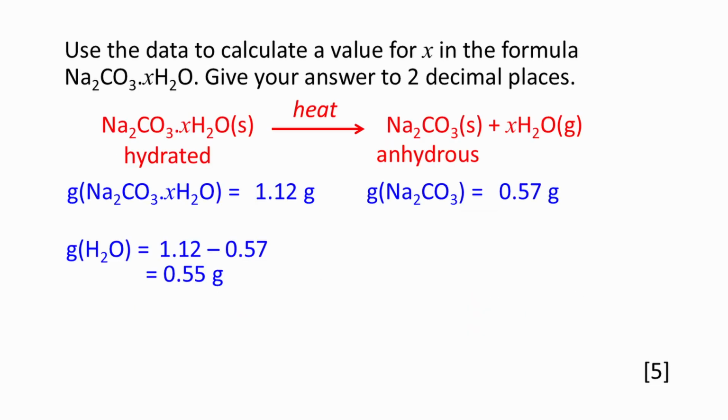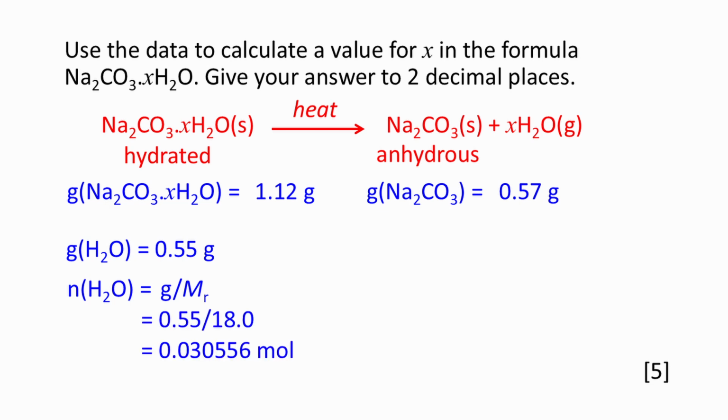The mass of water that is removed from the hydrated salts can be found by subtracting the mass of the anhydrous salts from the mass of the hydrated salts. This works out to be 0.55 grams. We can use the mass of water to work out the amount of water present in moles. Amount of substance is equal to mass divided by molar mass. I used lowercase g for mass as a reminder that this should be in grams. It also avoids any confusion with the letter M used for molar mass. Use the datasheet to work out the molar mass of water if you have to.